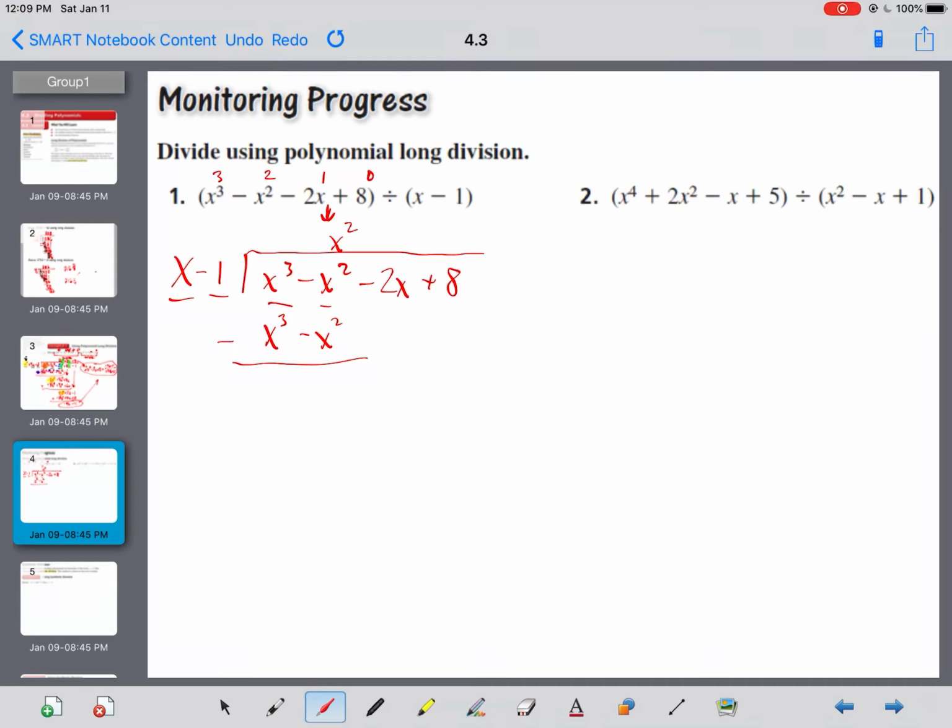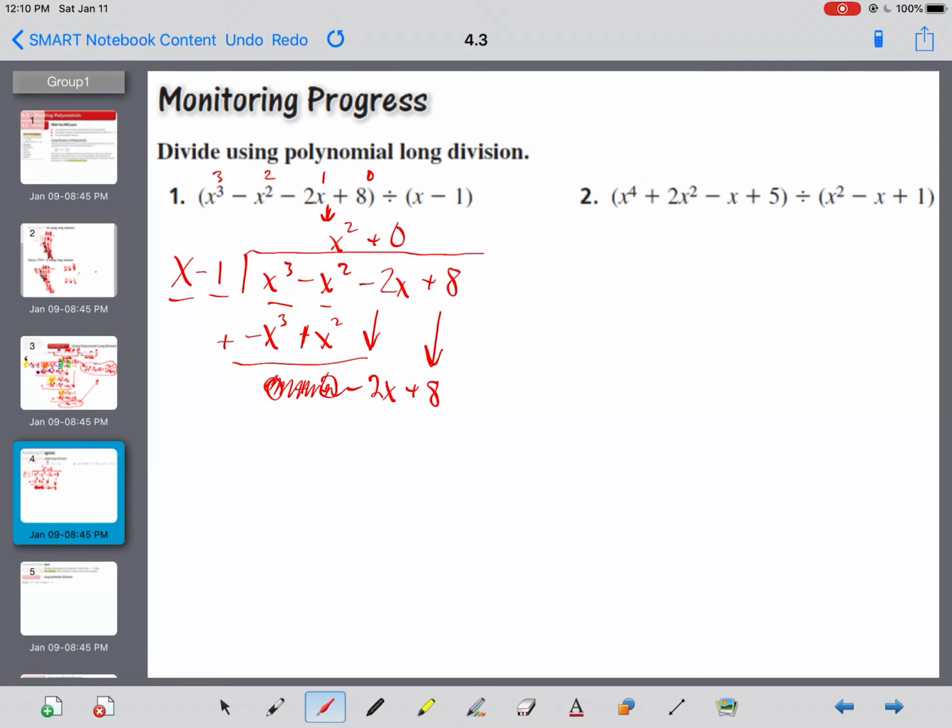Okay? We're going to subtract or add the opposites. Negative x squared plus x squared is 0. X to the third minus x to the third is 0. And then we bring down our negative 2x. Okay, so we technically don't have anything right there. We just got negative 2x. That's like 12 trying to go into 1, or 8 trying to go into 1. X minus 1 doesn't go into a thing with only one part. So we put a 0. It doesn't go. Then we drop down our next one.